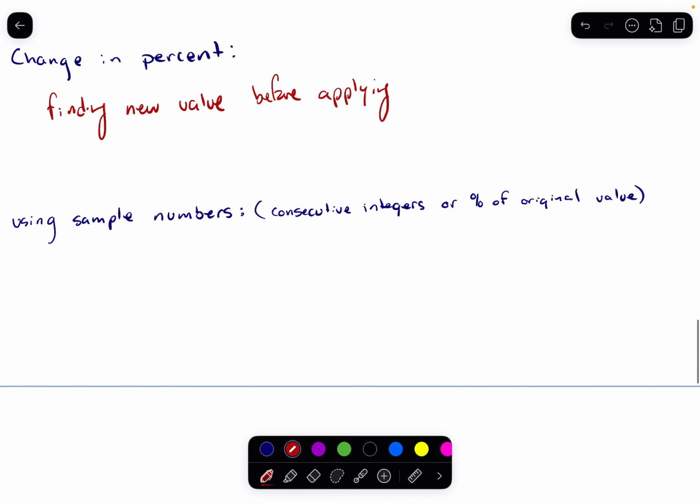Last thing I want to talk about is using sample numbers. Sometimes it will give you a theoretical number question, and it'll say like, if you multiply 5 consecutive numbers, and it'll ask you a question about what happens. Well, that's really hard to do theoretically. Sometimes it helps if you pick numbers and plug them into the situation. If it says multiply 5 consecutive numbers, pick 5 numbers and multiply them together. Do 2 times 3 times 4 times 5 times 6.